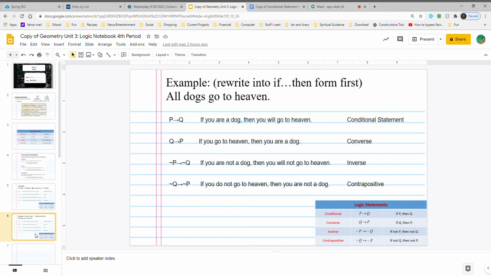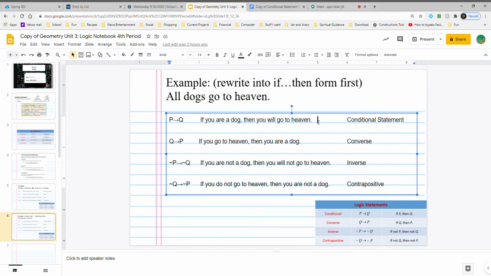All right, so to do the converse, you take what's in the conditional statement and you flip them. So instead of if you are a dog, then you will go to heaven, the converse is if you go to heaven, then you are a dog. The inverse is where we take the conditional statement, copy this whole statement down here, and then put the word not into both places. If you are not a dog, then you will not go to heaven.